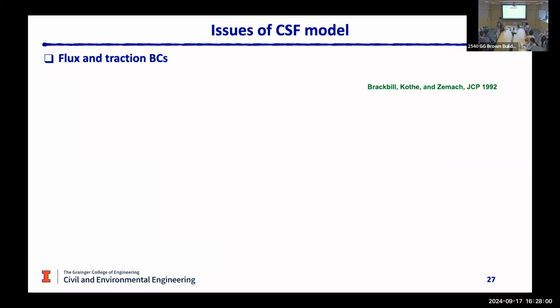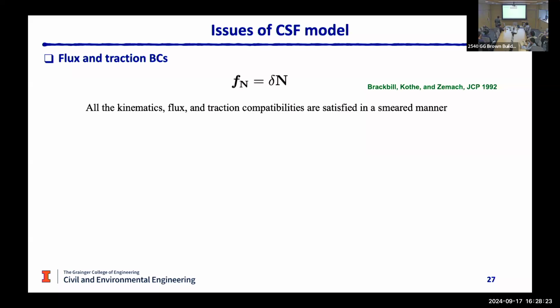So everything seems good so far. However, there is an issue, I think, that the community, especially the computational multi-physics community, has been overlooking for a long time. This is how you handle the flux and the traction boundary condition. As I mentioned, right now, all the flux and traction boundary conditions are handled by the Brackbill continuous surface force model. This paper by Brackbill in JCP is a well-cited paper, I think more than 7,000 or 8,000 times.